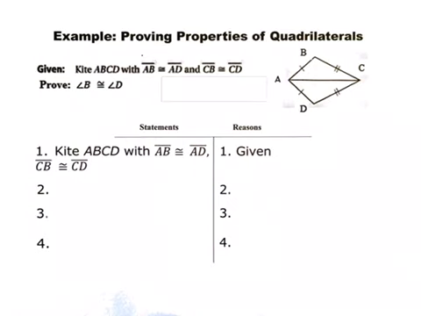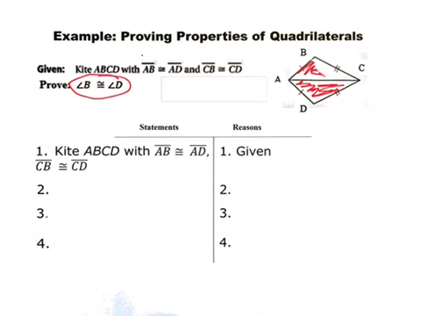And then the last one here, we're dealing with a kite ABCD with segment AB congruent to AD and CB congruent to CD. We want to prove that angle B is congruent to angle D. So we start off with the given, and then the only way we're going to prove the congruent angles here is probably to prove that this upper triangle is congruent to this lower triangle, kind of like what we did in the last proof, and then show something's congruent through CPCTC.